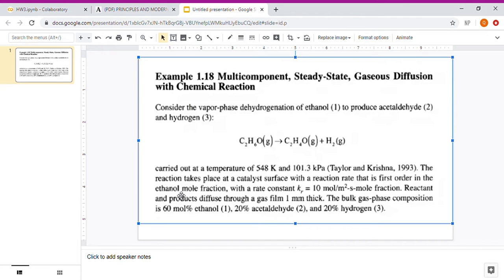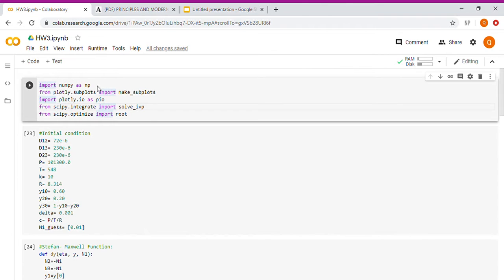So in this assignment, we will take a look at example 1.18 in the textbook, and we will solve it using the Stefan-Maxwell equation, and we will do it on a Google Colaboratory notebook. So let's take a look.